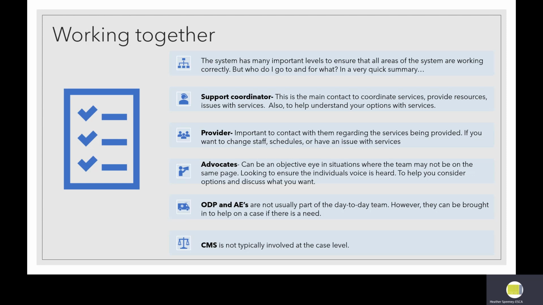ODP, CMS, and the AEs are not usually going to be part of your day-to-day team and won't be at your meetings. However, they can be brought in to help on a case if there is a need, and sometimes will reach out to you regarding a concern.